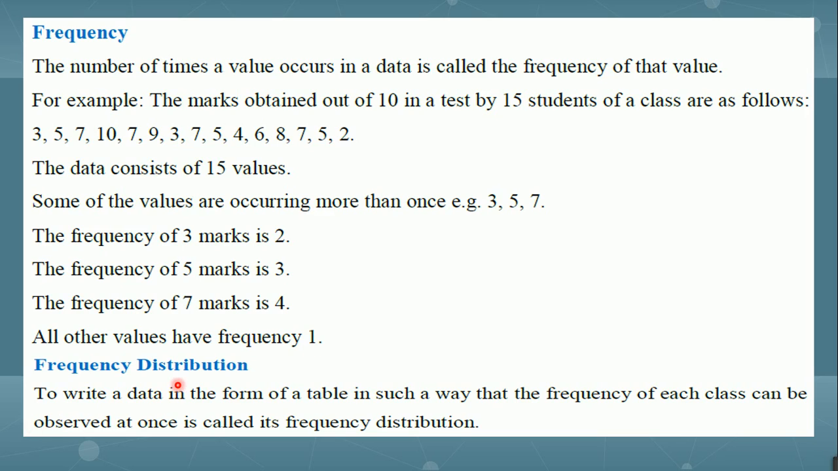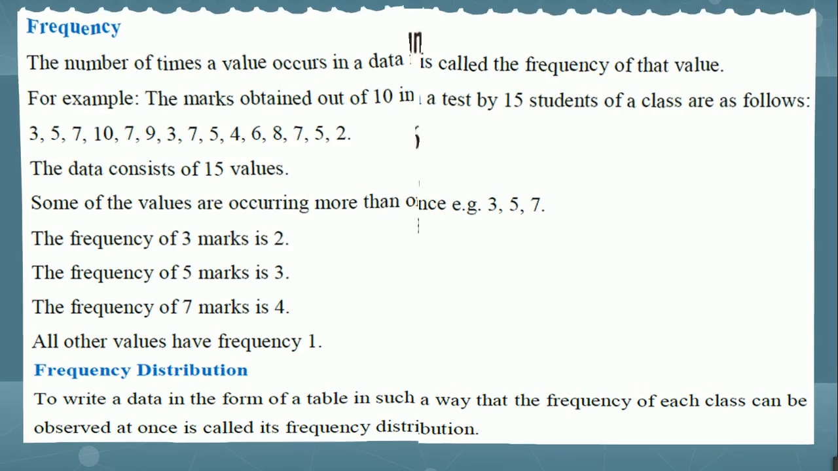Frequency distribution. To write a data in the form of a table in such a way that the frequency of each class can be observed at once is called its frequency distribution. Now we will learn how we can construct a frequency distribution table.